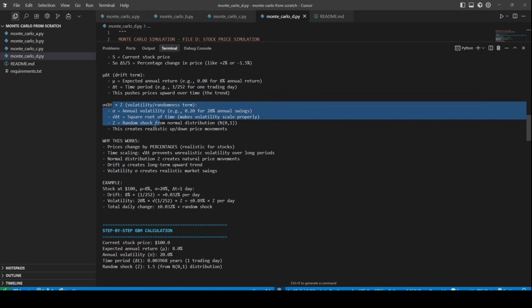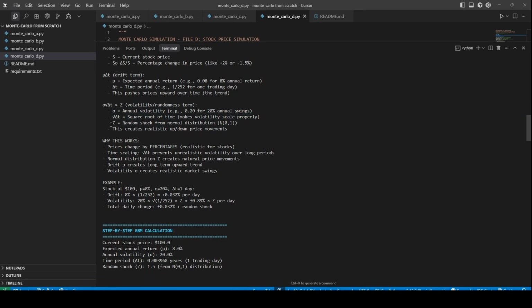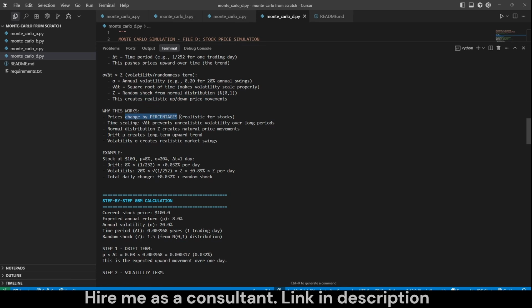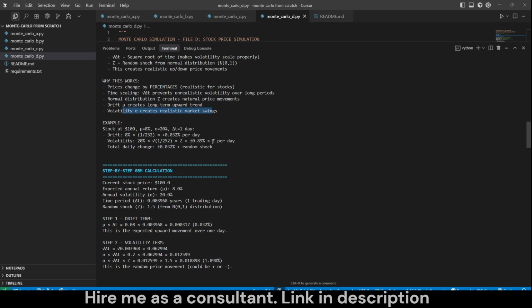So these are some more advanced values that I don't pretend to understand 100%, but it would be interesting to get into. So then all this is to generate a more realistic simulation. Why this works? Because prices change by percentages. The time scaling prevents unrealistic volatility. Normal distribution Z creates natural price movements. Drift creates long-term upward trend. Volatility creates realistic market swings.